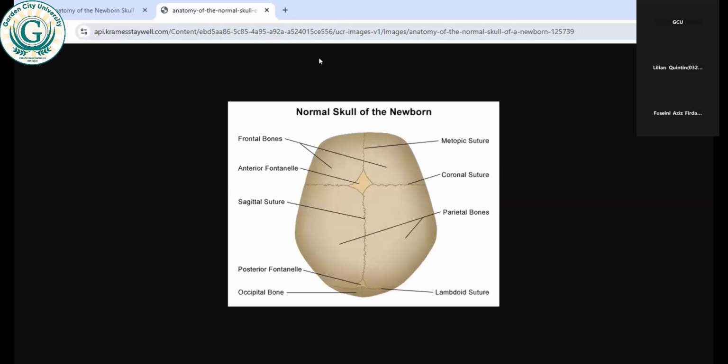So we'll finish with the divisions. We are now going to regions and landmarks of the fetal skull.